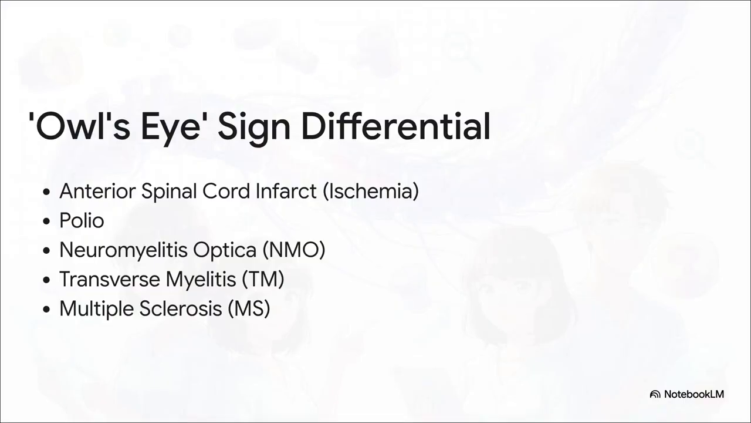So take the owl's eye sign. You see these 2 bright dots in the front of the cord. It's famous for being a sign of a spinal cord stroke or ischemia. But look at this list of other things it could be. This is the perfect illustration of why a radiological sign is a clue, not the final answer. You always need the full context.